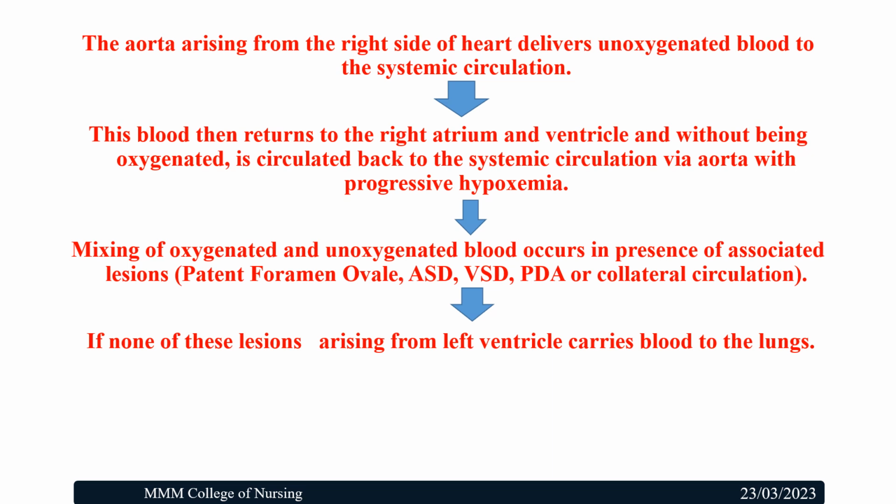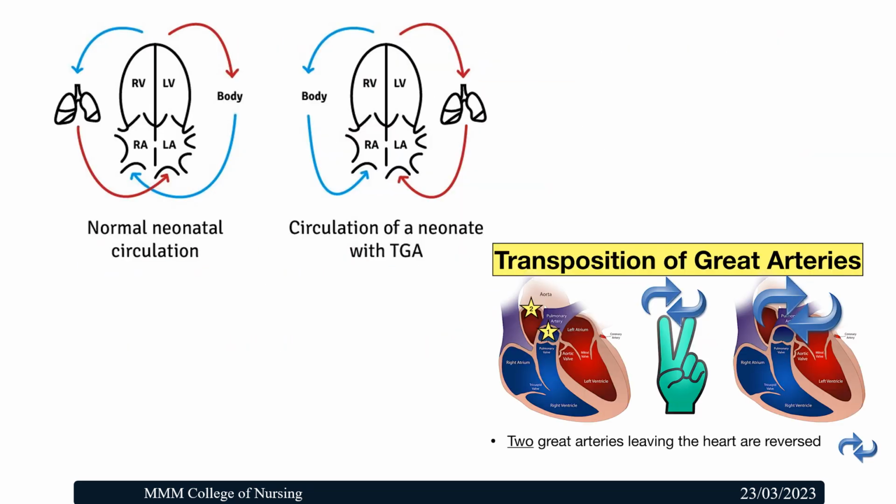Mixing of oxygenated and unoxygenated blood occurs in the presence of associated lesions, that is patent foramen ovale, ASD, VSD, patent ductus arteriosus, or collateral circulation. If none of these lesions is present, the blood from the left ventricle carries blood only to the lungs. This picture shows the circulation of a neonate with TGA.